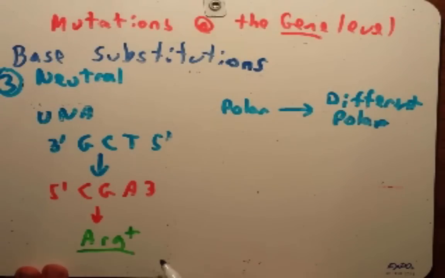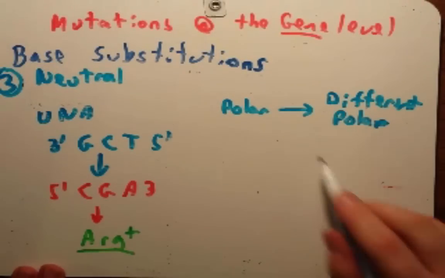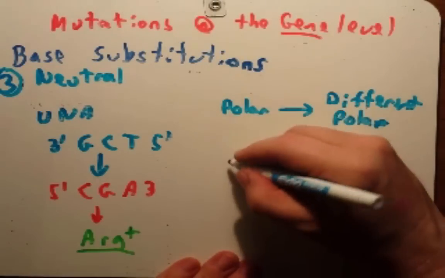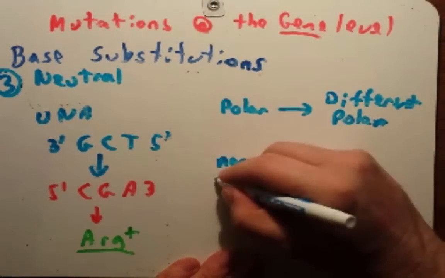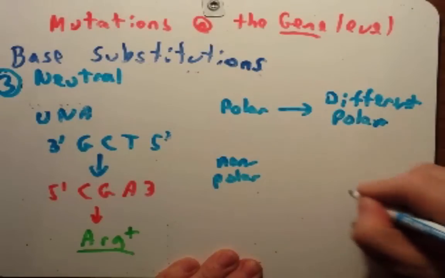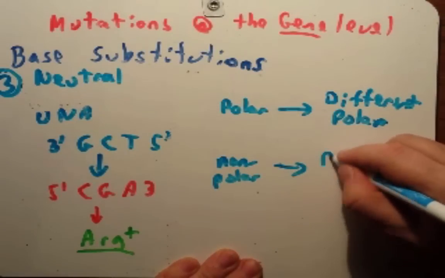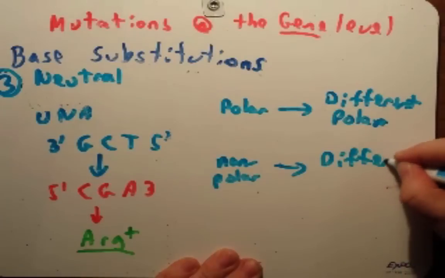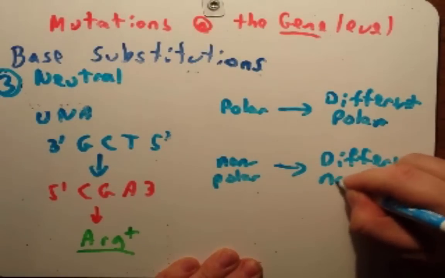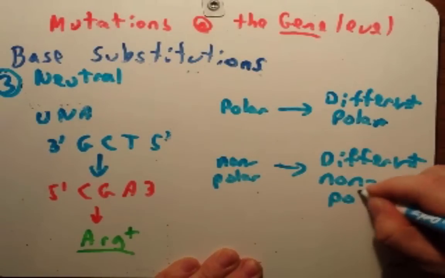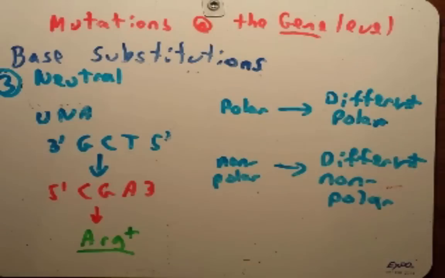Again, you don't need to know arginine and lysine are both polar molecules, but that's what I'm talking about here. It could also be from a nonpolar amino acid to a different non-polar amino acid. And we say these are neutral because often what happens here is that the change is minimal.